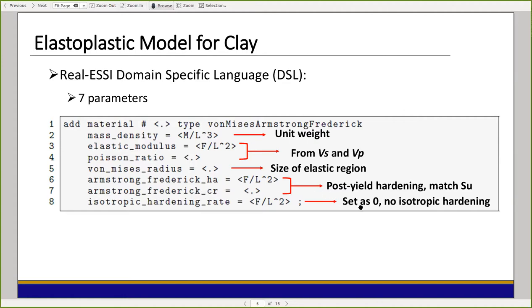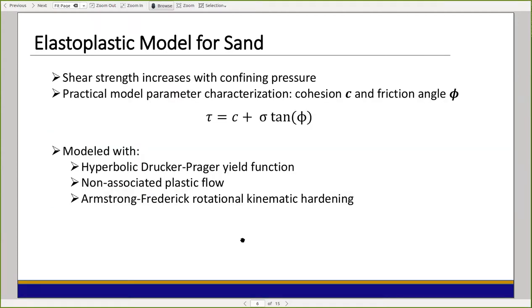So we will set it as 0 for no isotropic hardening. Okay, then we go to the elastoplastic model for sand, and we know that sand is very different from clay. Its shear strength increases with the confining pressure, and in practice, the strength of the sand is characterized by two parameters, usually the cohesion and the friction angle.